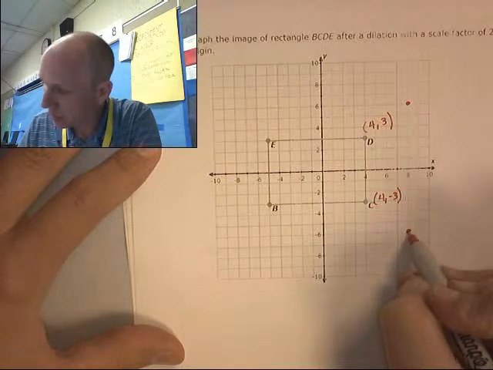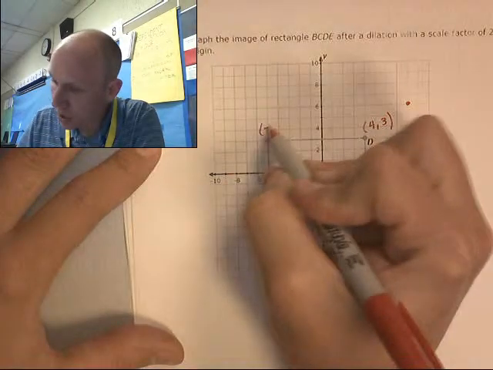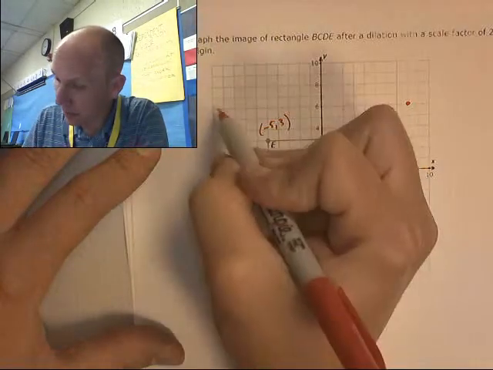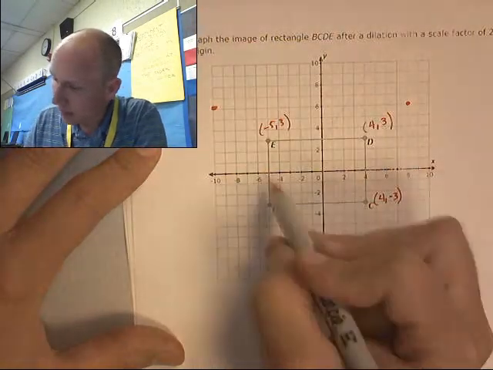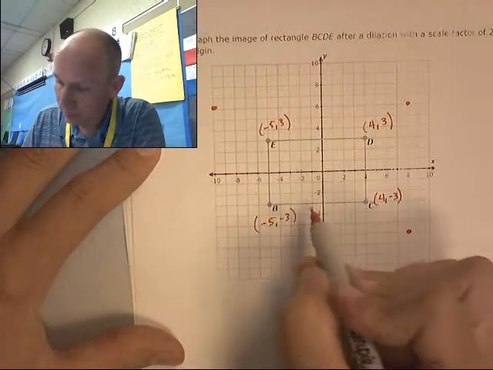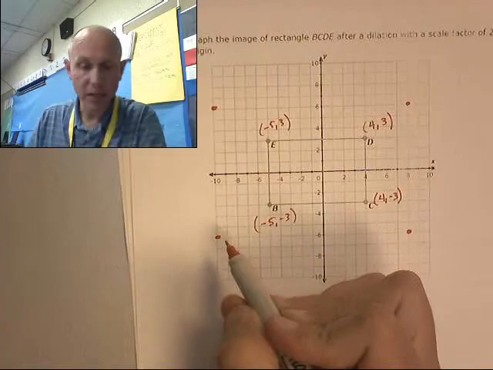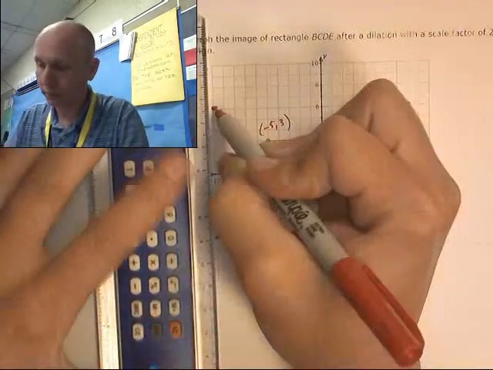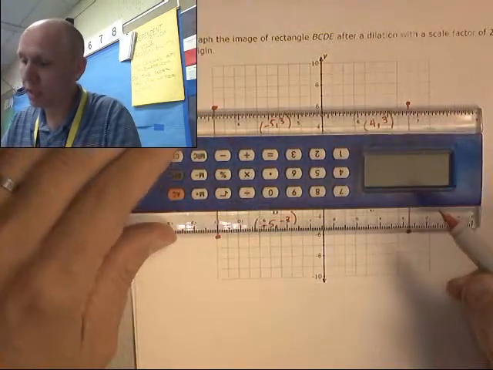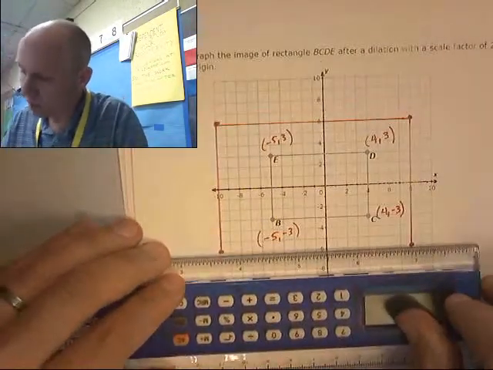8, negative 6. This is at negative 5, 3. That's going to take it to negative 10, 6. This is at negative 5, negative 3. That's going to take it to negative 10, negative 6. There it is. Here's my new rectangle after a dilation of 2, which means I made each dimension 2 times bigger.